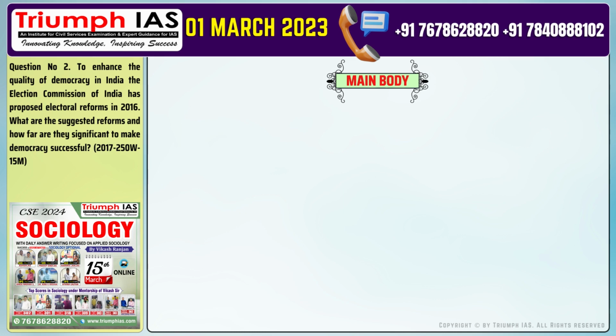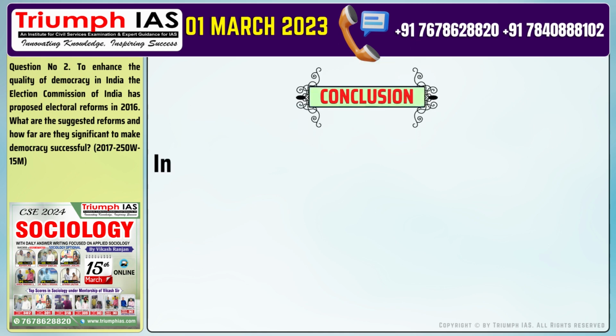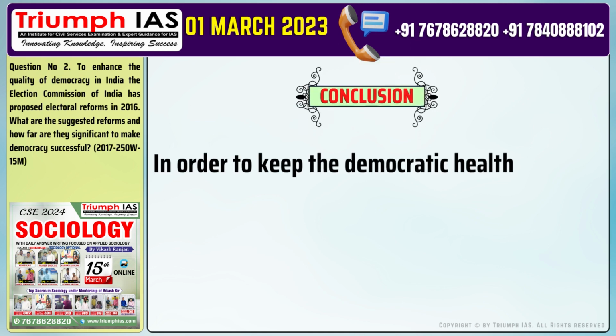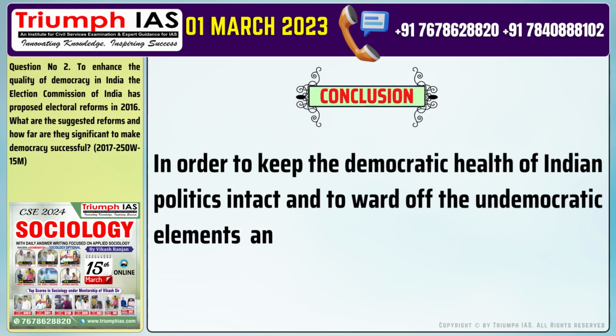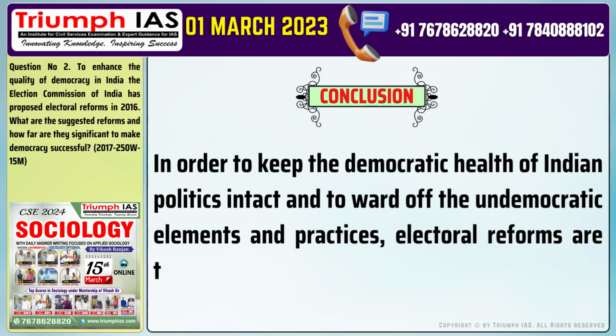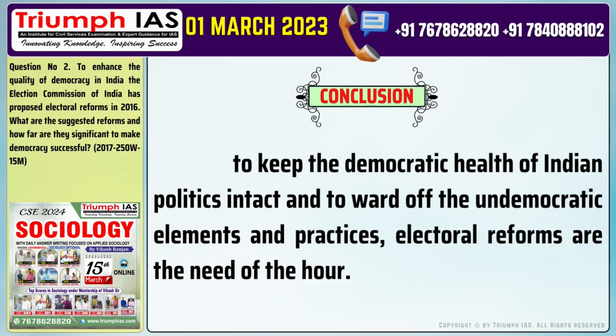It is evident that the role of money and muscle power has significantly increased in the electoral process of India. Number 10. More people with criminal antecedents are contesting elections in the present times. Elections are marred with corrupt practices. India is the largest democracy of the world. The conclusion of the answer is, in order to keep the democratic health of Indian politics intact and to ward off the undemocratic elements and practices, electoral reforms are the need of the hour.